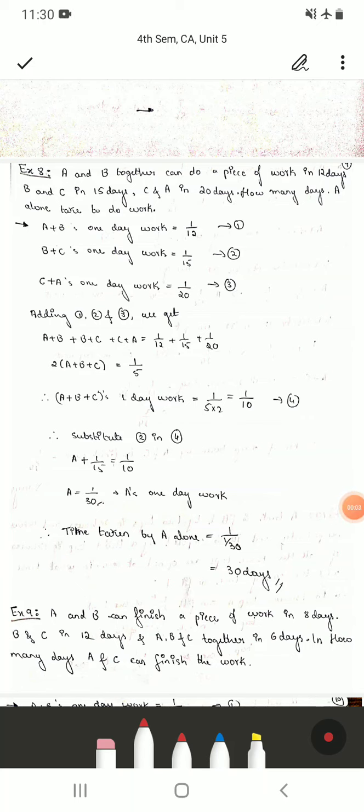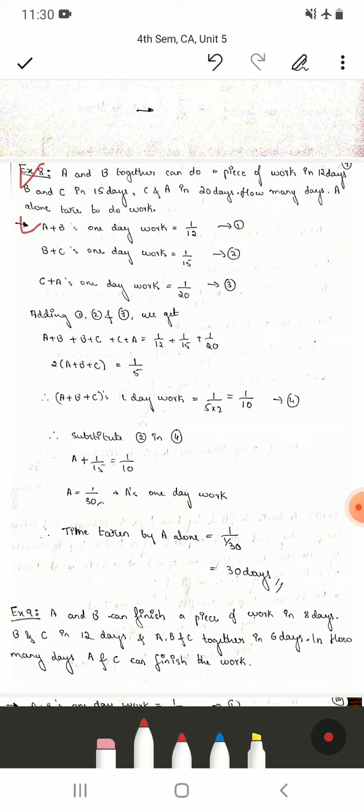Today we will continue with the problems on time and work. So the eighth problem is: A and B together can do a piece of work in 12 days, B and C in 15 days, C and A in 20 days. How many days can A alone do the work?